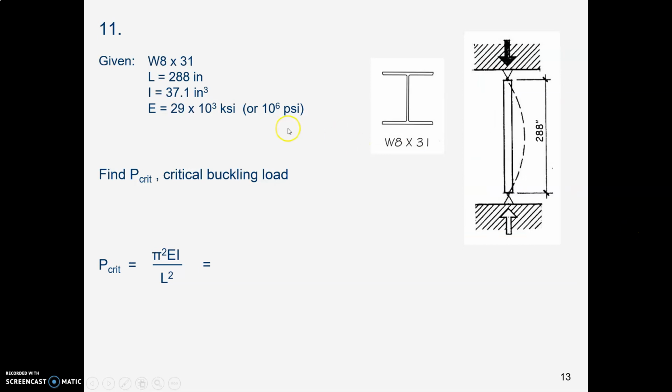Okay, so now we can fill in some more about what we know, what is given. It's an 8 by 31. We know the length is 288. Now we know the moment of inertia is 37.1. And we still know the modulus of elasticity is 29 million psi. So let's plug all those numbers into this P critical formula.